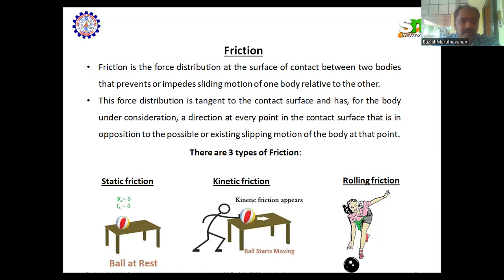Static friction is a self-adjusting force. When the applied force is 0, the static friction between a body and the surface is also 0. When we start applying force on the body, the magnitude of static friction also increases.